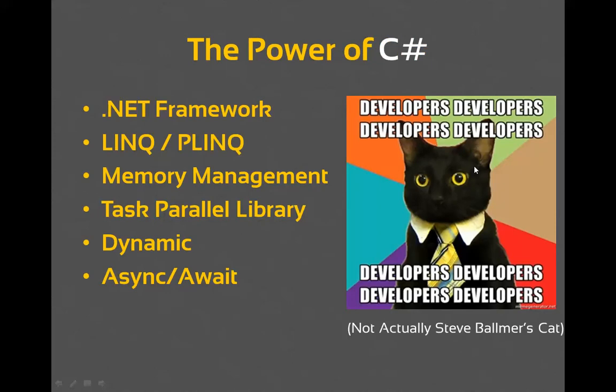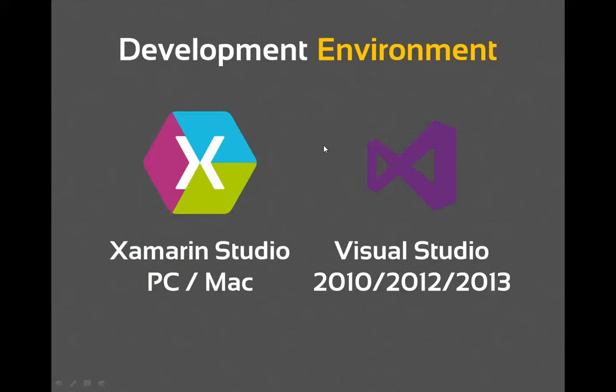So what's the power of C#, right? Well, we get the .NET framework. We get LINQ and PLINQ, which is awesome. Wouldn't know where I'd be without it. Memory management is awesome, even though all the other languages do have their memory management. You also have the Task Parallel Library, which is pretty sweet if you're familiar with .NET. You have the dynamic keyword, and you also have the async and await keywords. So being able to make easy web requests, get data back, kind of going through that flow. This is just a picture of not Steve Ballmer's cat, just a lot of C# developers out there.